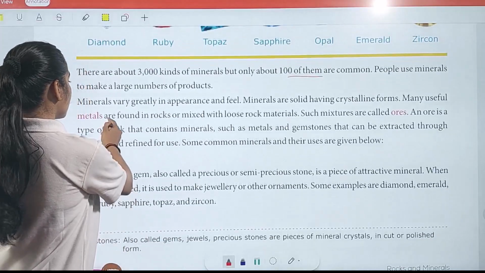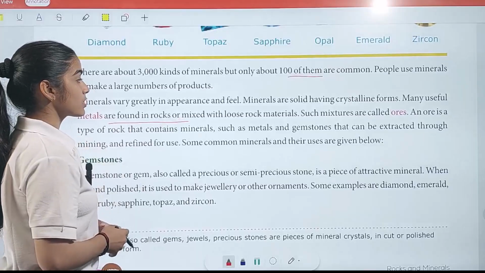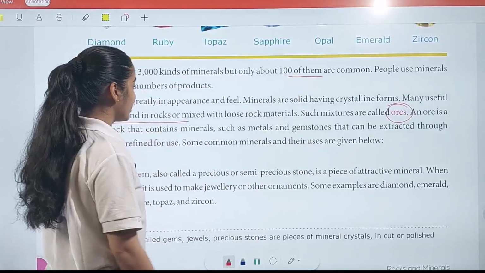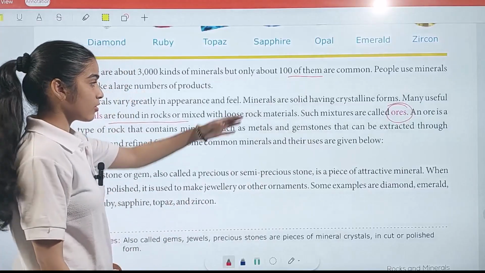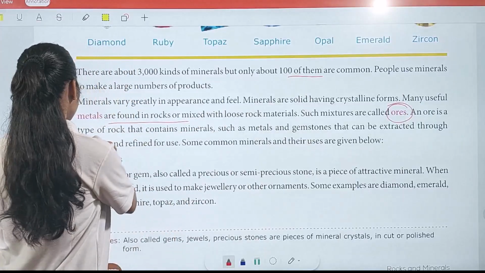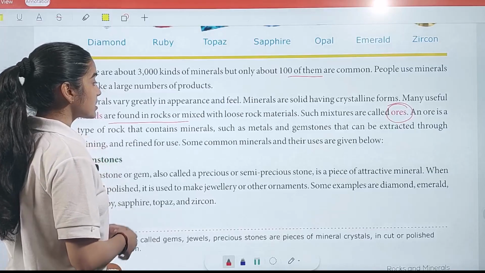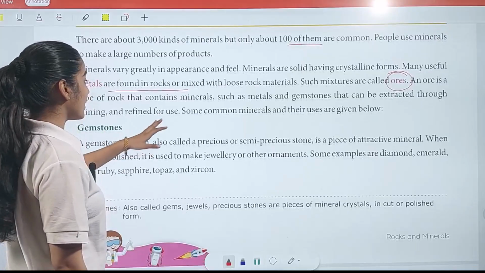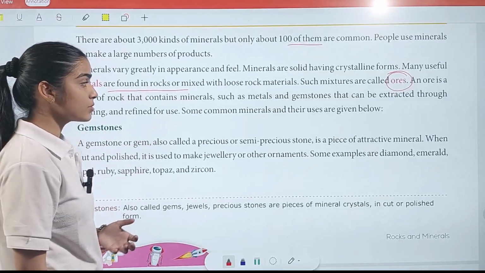Many useful metals are found in rocks or mixed with loose rock materials. Such mixtures are called ores. When we have a metal with a mixture of rocks, that is called ore. An ore is a type of rock that contains minerals such as metals and gemstones that can be extracted through mining and refined for use. Some common minerals and their uses are given below.